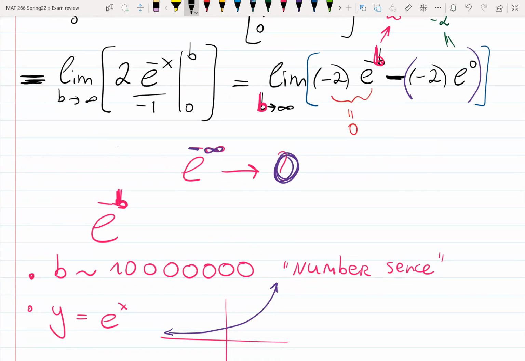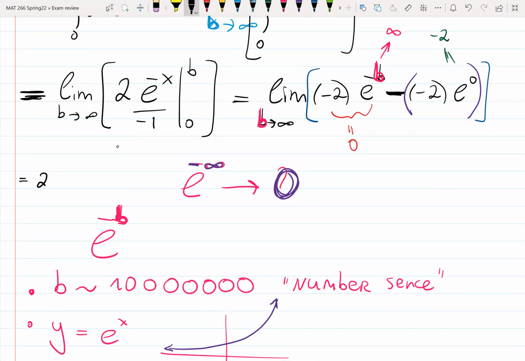If the whole term is 0, not infinity, then the final answer will be some number. 0 minus 2, which is 2. The answer is 2. And the answer says this integral converges, converges to what? 2? Not 0. To 2.